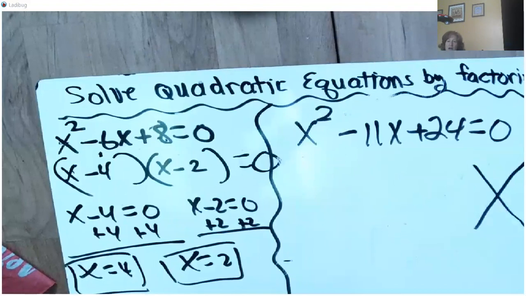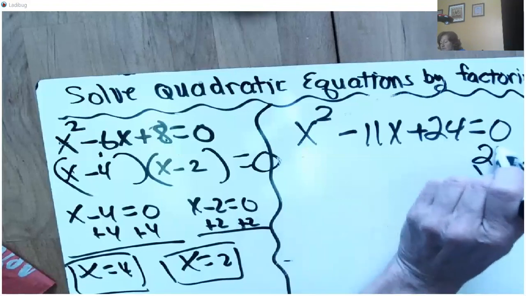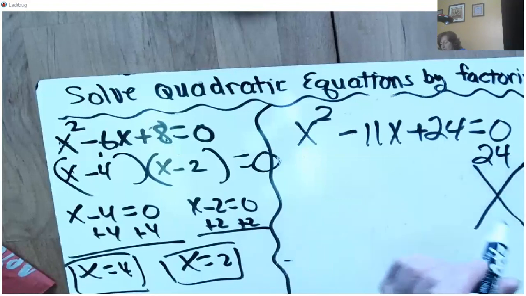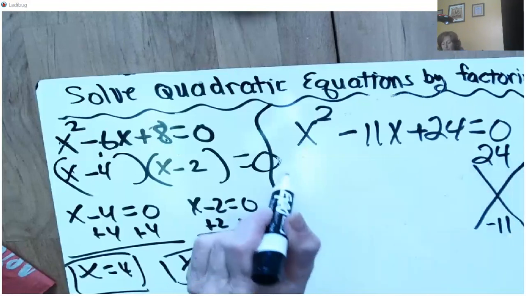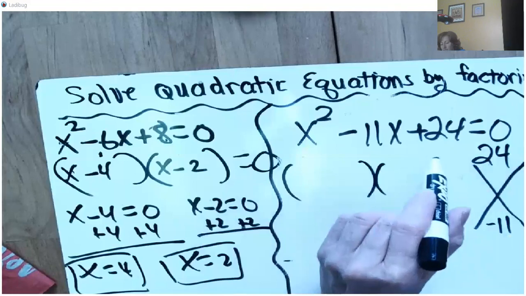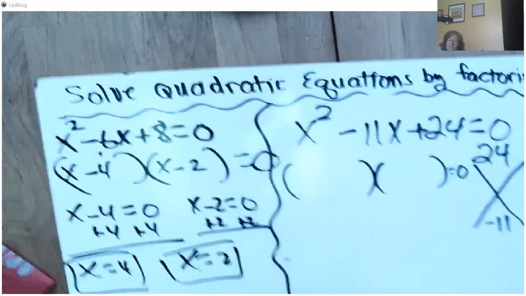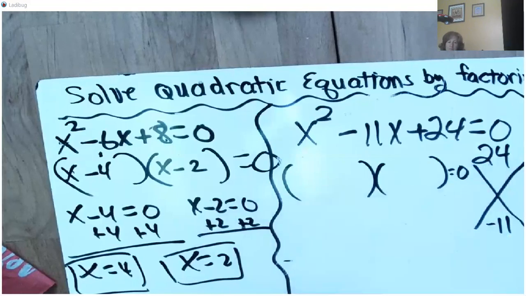Look for a common factor. There isn't one, so then you're looking for the two numbers that multiply to 24 and add up to negative 11. You're doing this one.